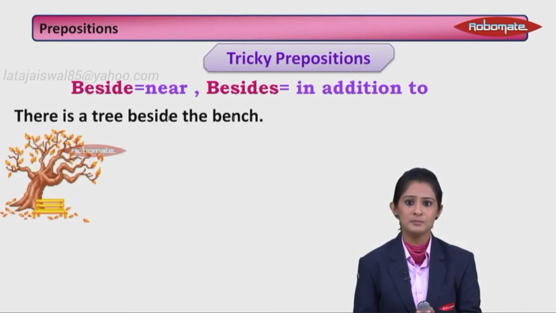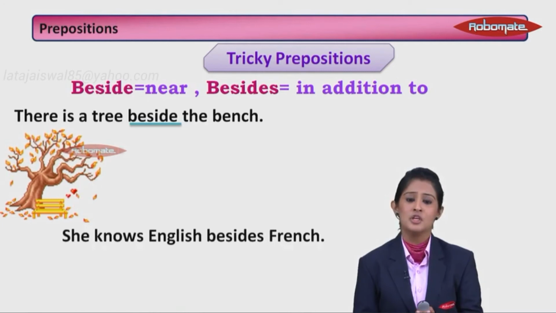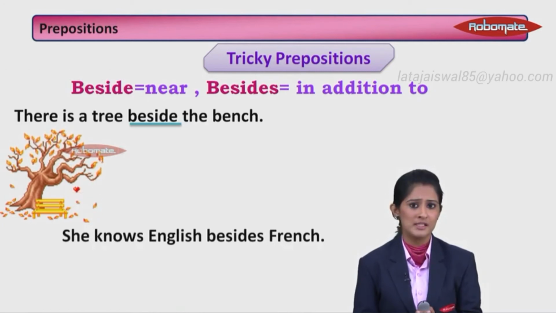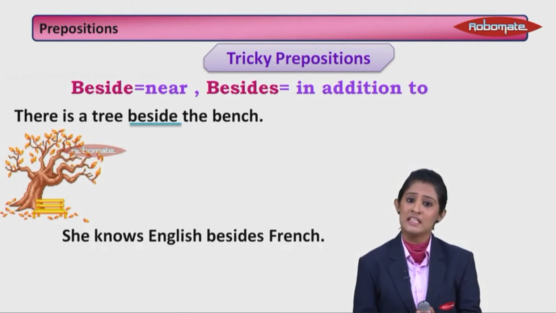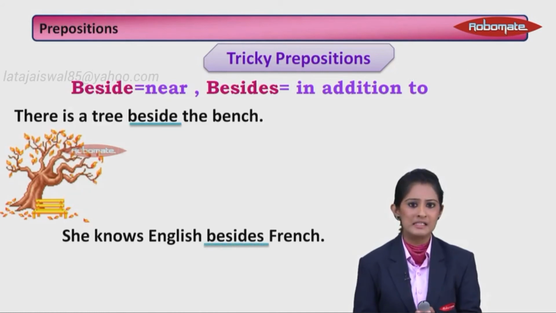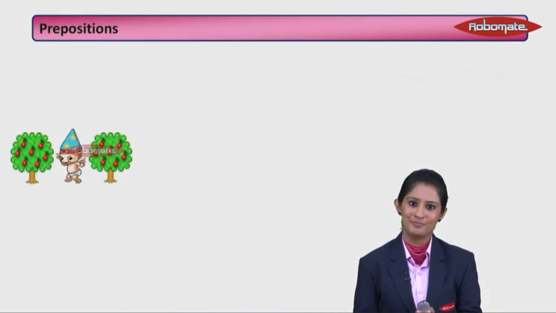For example, there is a tree beside the bench. The word beside indicates near. The tree is near to the bench. She knows English besides French, which means she knows English in addition to French. She knows both the languages. So here the word besides means in addition to.